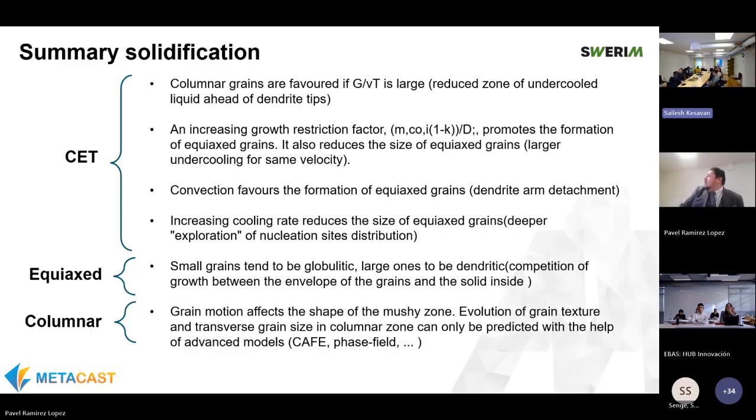Small grains tend to be globulitic, large ones to be dendritic, and then we have seen already the competition of the dendrites. In terms of columnar, the grain motions affect the shape of the mushy zone. So we observe now how the columnar grains grow. And the evolution of grain texture, grain size and columnar size can only be predicted with the help of advanced models, which are CAFE and phase field, which unfortunately our students here will not go into in solidification modeling, but for those joining online, we will see that this afternoon.